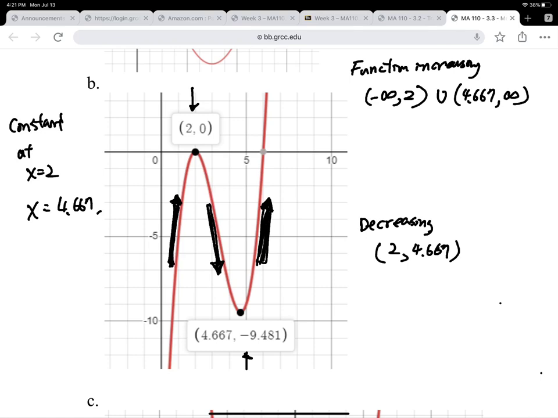Remember, which one's going up, down, and up? It's almost like a roller coaster.